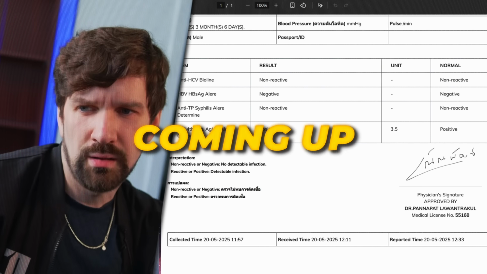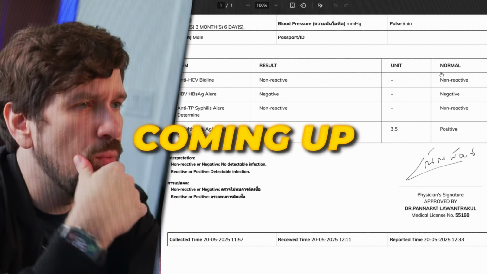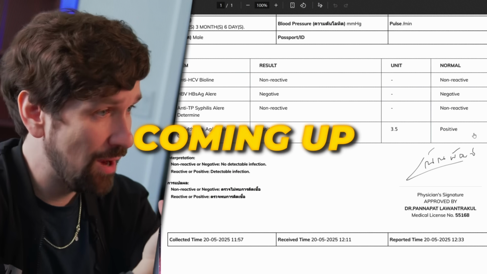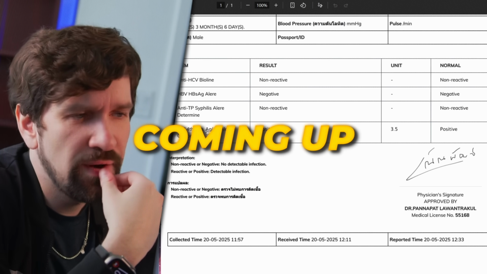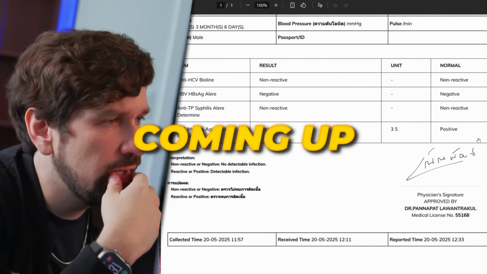Did your tests not look like this? Yeah, but you would expect here normal would be non-reactive. That's what I would imagine. Or negative. You wouldn't test positive for having the antibodies for HIV.